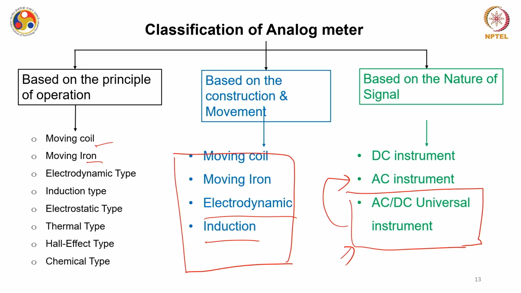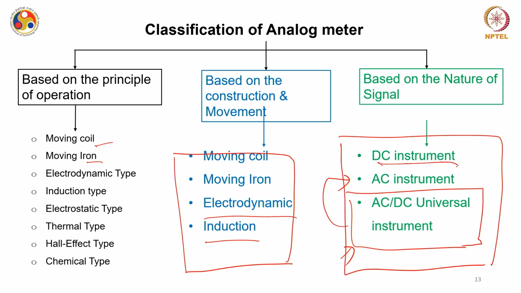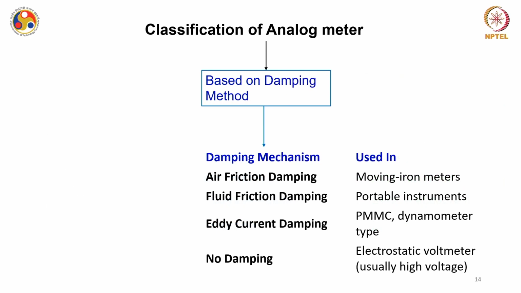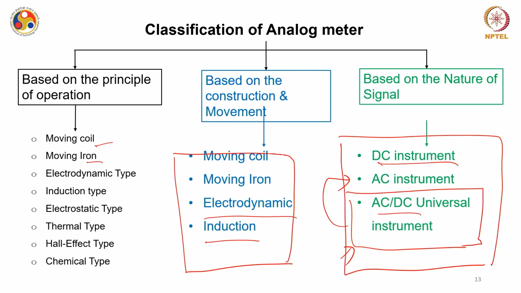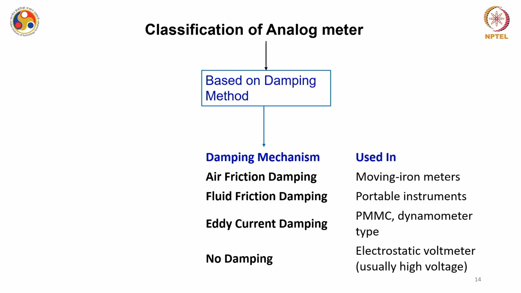So based on the nature of signal, you have now 3 different categories of analog meters. You can have DC instruments, you can have AC instruments, you can have AC DC or universal instruments. Fine. So, this is the way in which these analog meters can be classified based on their functionalities, based on their construction, based on the nature of signal, or based on the principle of operation.